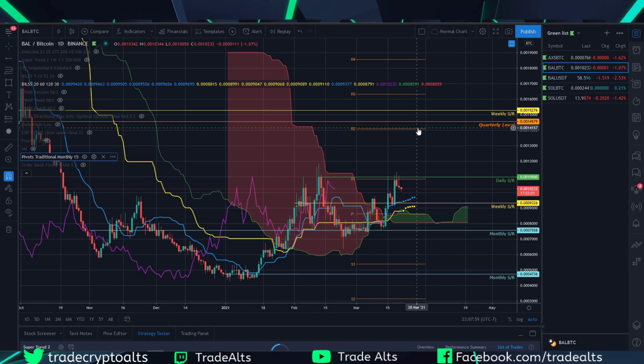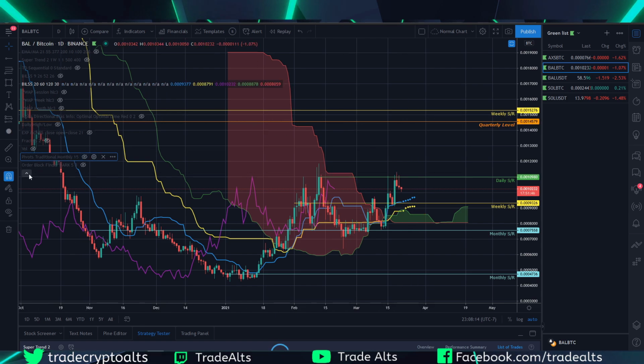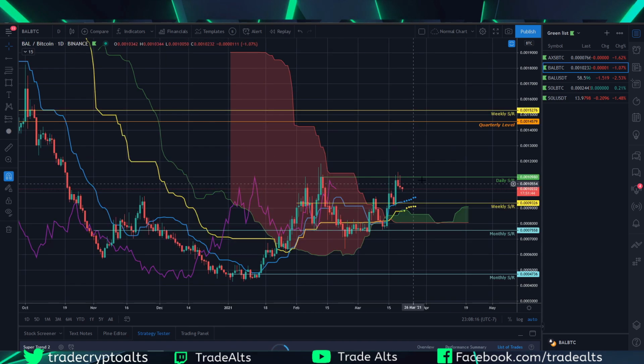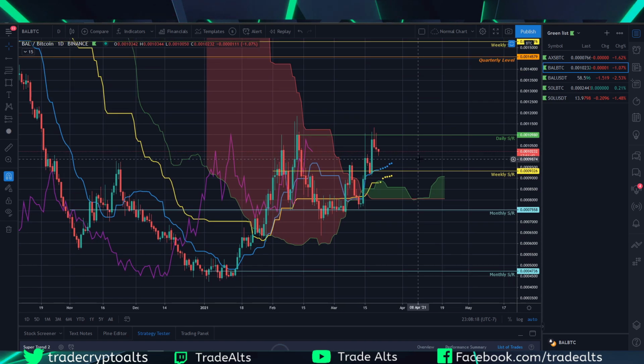Wow, so your R2 monthly is literally, I think, just about where your yearly pivot is. There are no pivots that line up right around here, but you can see it's a front run of this quarterly level around 14, let's just say 14,000 sats. There could be some resistance there just from your pivots. But again, Balancer BTC looks pretty good.